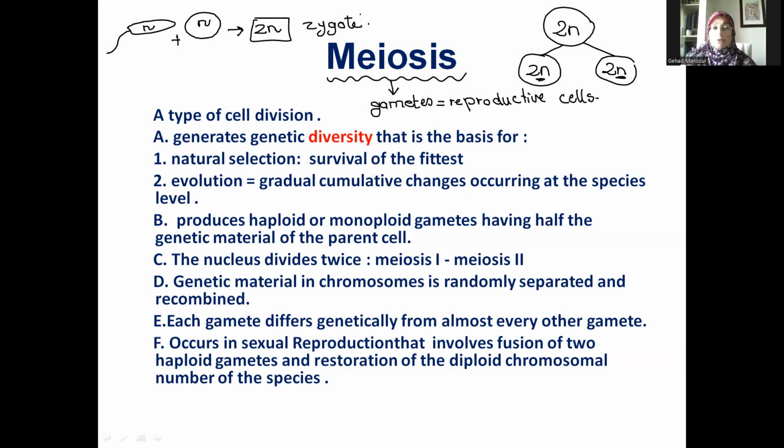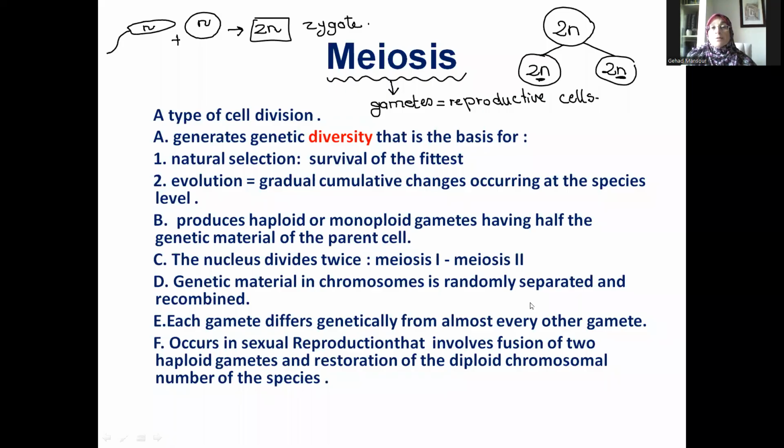If meiosis does not involve reduction of the chromosomal number, or dividing the chromosomal number by 2, then for every fertilization, there would be multiplication or duplication of the chromosomal number. I'll stop sharing for a while to make sure I'm sharing the proper slide. Yes.